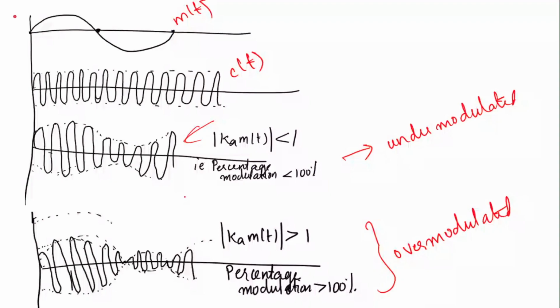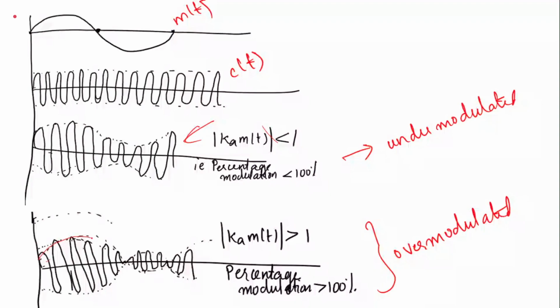But whereas in this over modulated case, see, this is your message signal. If it is over modulated on the carrier, it goes like this. See, this is my message signal.